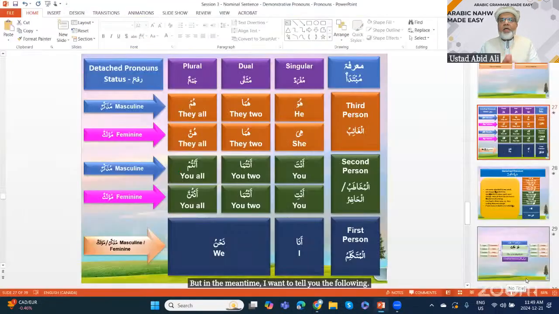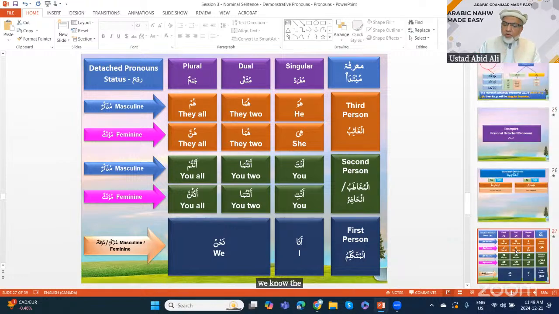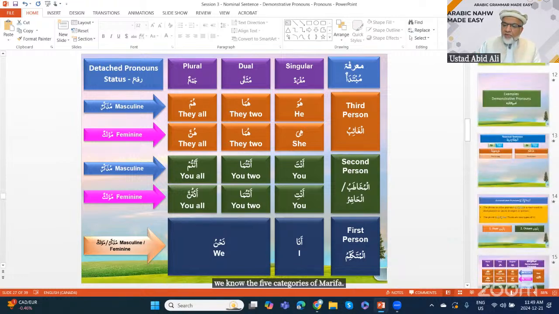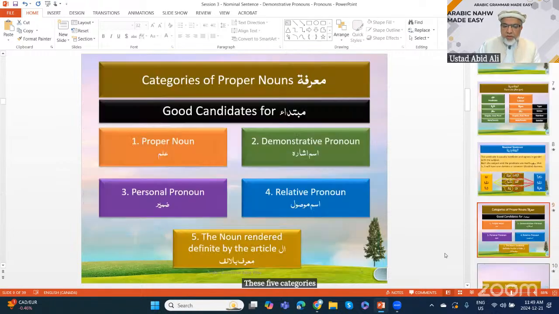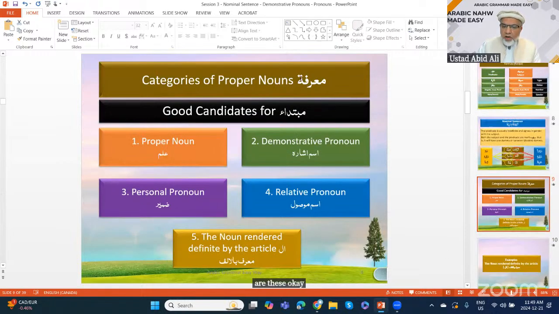We are learning nominal sentences. Mashallah, we have done 3 sessions already, and we learn a lot. We know the formula. We know the examples. We know the 5 categories of Marifa. These 5 categories are these. Okay? So they are all Marifa. If they are Marifa, then they are the good candidates for Mubtada. Yeah? So what are these?